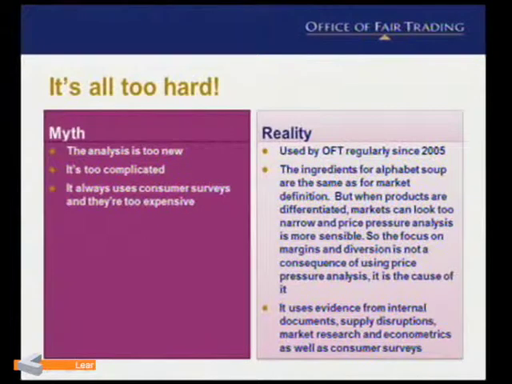Consumer surveys are expensive. Surveying tens of thousands of consumers can cost many hundreds of thousands of euros. But I think that needs to be seen in context. Engaging in a merger is an expensive thing to do, firstly. The opportunity cost of not doing this kind of analysis is possibly having to do even more expensive analysis, incurring even more cost for business at second phase.